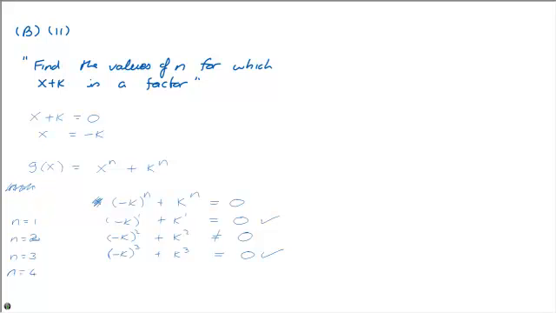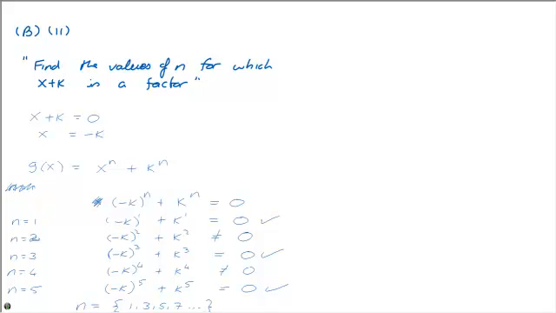N equals 4. Won't equal 0. That will work. From that, what it looks like, we can make a little bit of a jump. We can say that whenever n is odd, x plus k is a factor. And there's your answer for it.